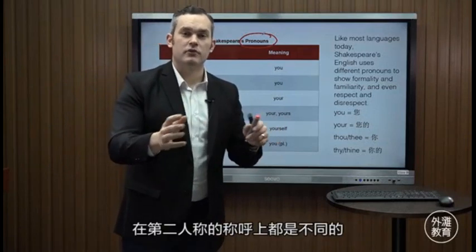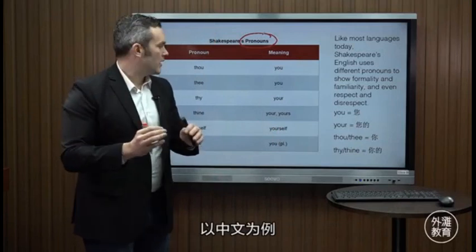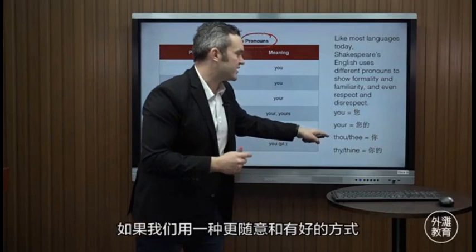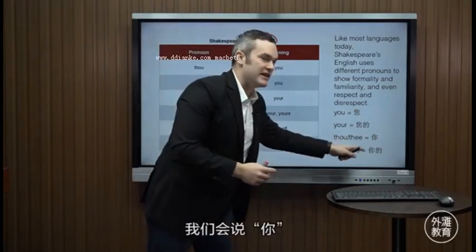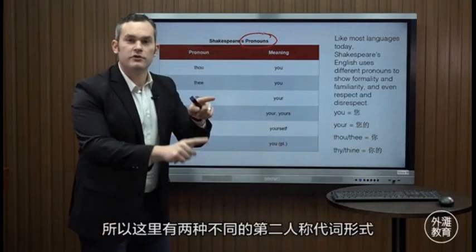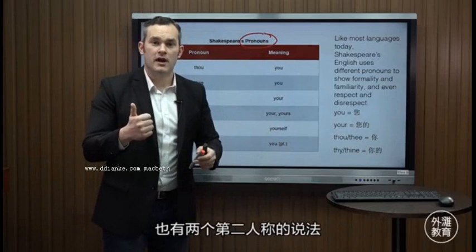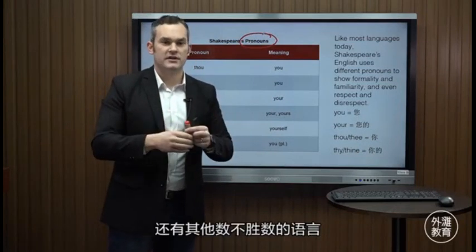kinds of second-person pronouns. In Chinese, for example, if we want to show respect, we would say nin. And if we want to speak in a more familiar, friendly way with someone we know, we would say ni. So there are two different second-person pronouns. That's the same as Spanish, with tu and usted. It's the same as German and multiple other languages.